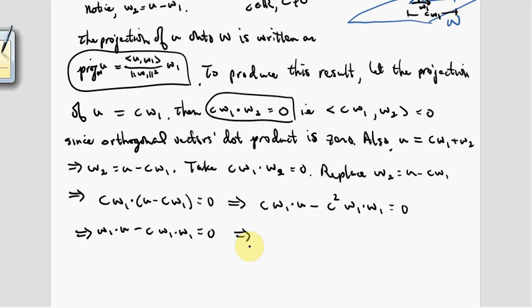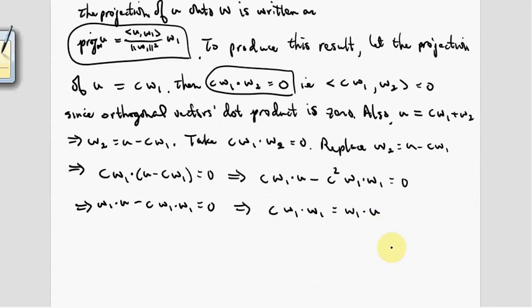This implies that we have C times W sub 1 dot product with W sub 1 is equal to W sub 1 dot product with U. Right? Just added C times the dot product of W sub 1 with W sub 1 to both sides. Now the dot product of W sub 1 and W sub 1, in terms of a norm, I can write that as what? The inner product of the same vector with itself is equal to what in terms of a norm notation?